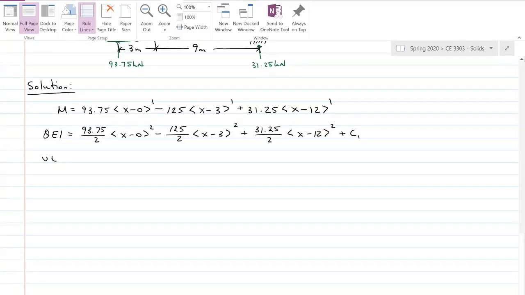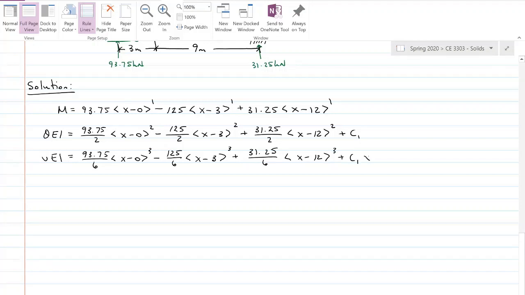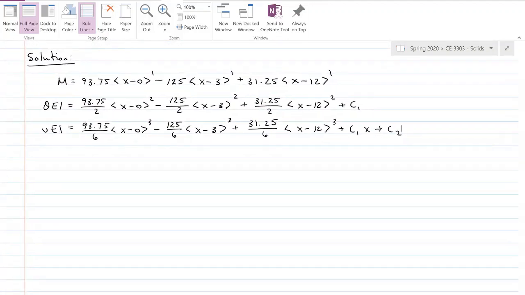For my elastic curve, I'm going to have 93.75 divided by 6, x minus 0 cubed, minus 125 divided by 6, x minus 3 cubed, plus 31.25 divided by 6, x minus 12 cubed, plus c1x plus c2. All right. I need to solve for my constants of integration. So boundary conditions again.